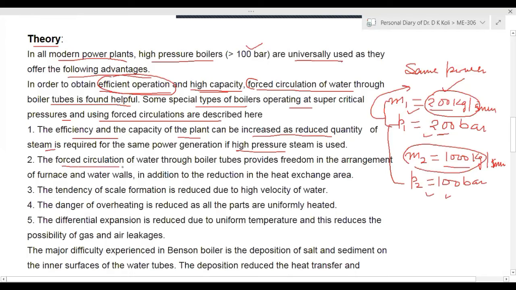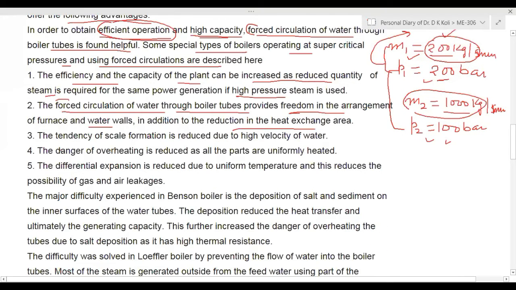The forced circulation of water through the boiler tubes provides freedom in the arrangement. If we use forced circulation, the arrangement has freedom for making connections of the furnace and water valve, in addition to a reduction in the heat exchange area. Some points we have already discussed. The tendency of scale formation is reduced due to the high velocity of water. When we are using forced circulation, because we are forcing the water with high pressure, scale formation is reduced, because that high pressure water flowing through the pipes will remove some scale particles.